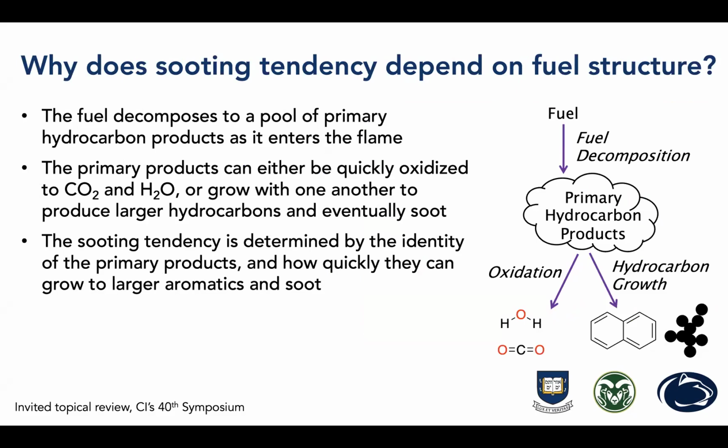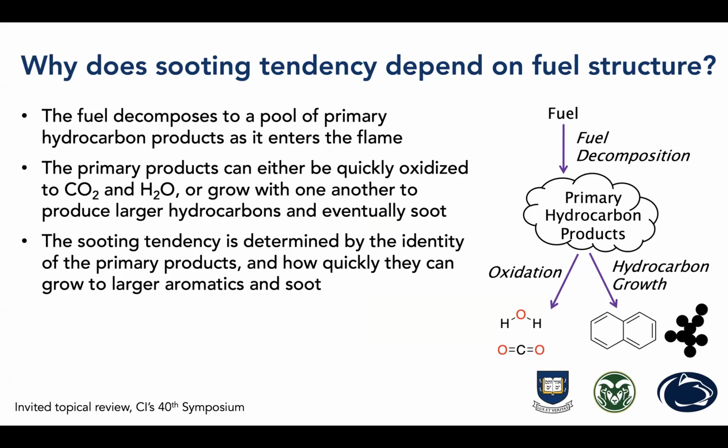And the important question is, why does sooting tendency depend so strongly on fuel structure? The answer to this is that the fuel decomposes into a pool of primary hydrocarbon products in the flame, and these can either be quickly oxidized or grow to higher hydrocarbons and soot. And the sooting tendency is determined by the identity of the primary products and how they can grow to larger aromatics and soot. And this is really important for a number of reasons.